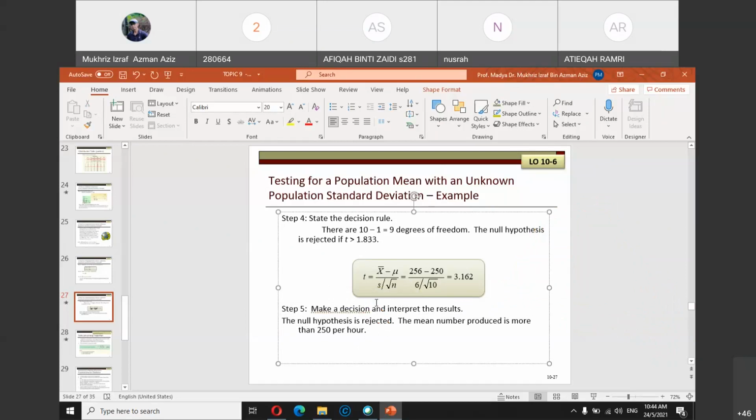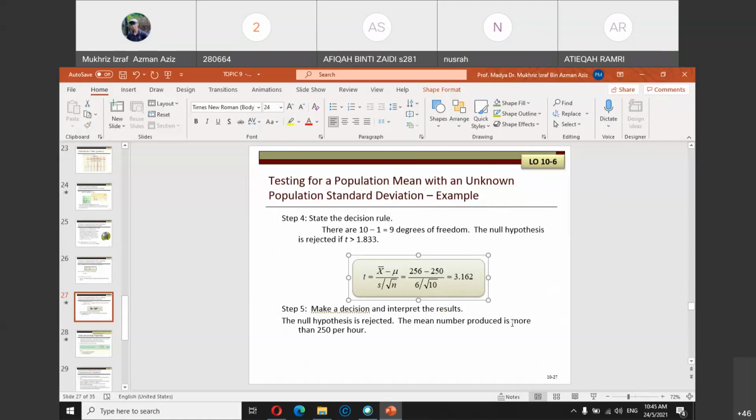Okay, 3.162 is inside the area of rejection, because your critical value is 1.833, and your calculated T is bigger than that, 3.162. So the first sentence should be: calculated T, or 3.162, is inside the area of rejection. So H0 is rejected. Why reject? Because this value 3.16 is bigger than 1.833.